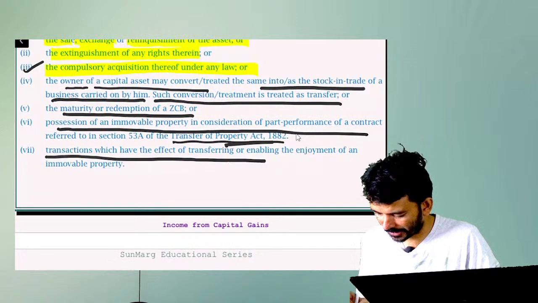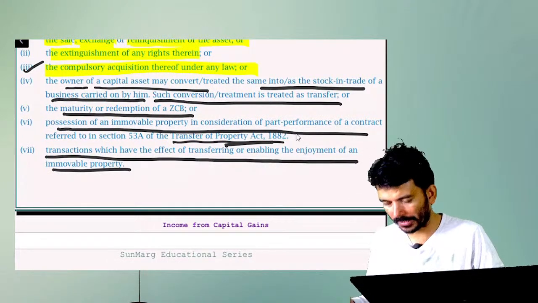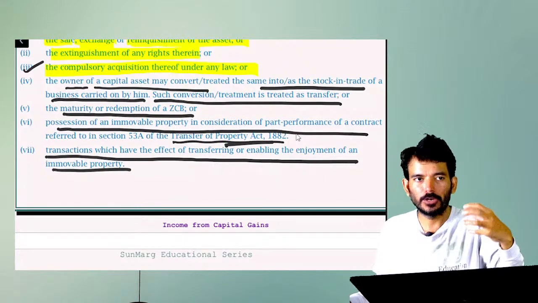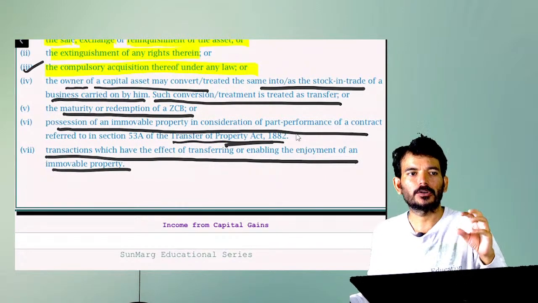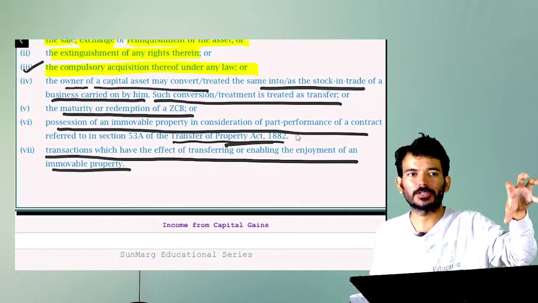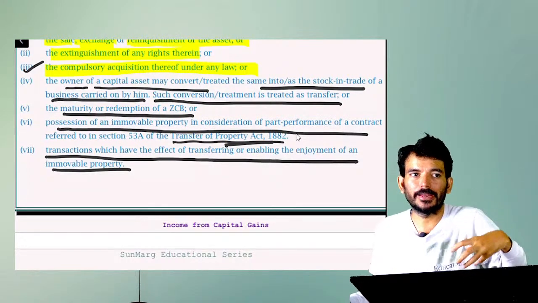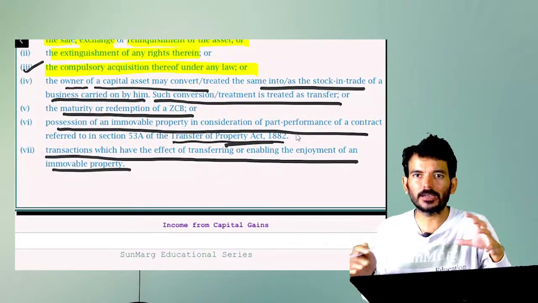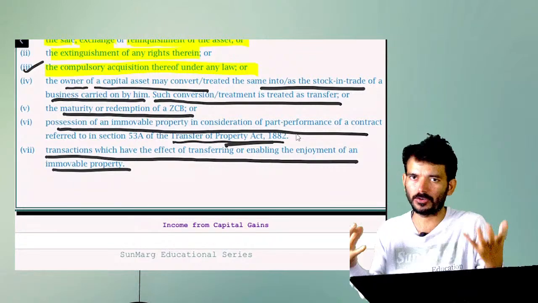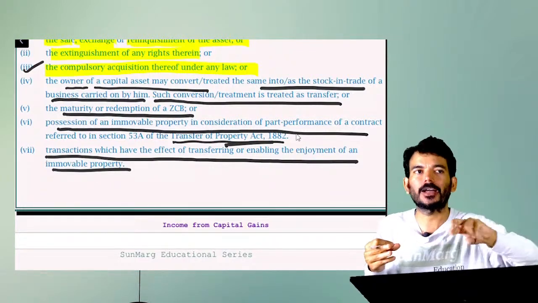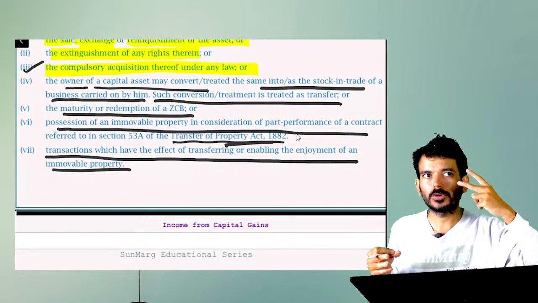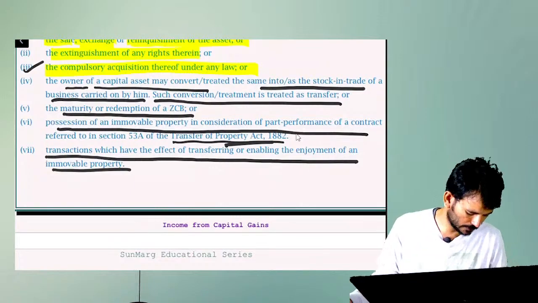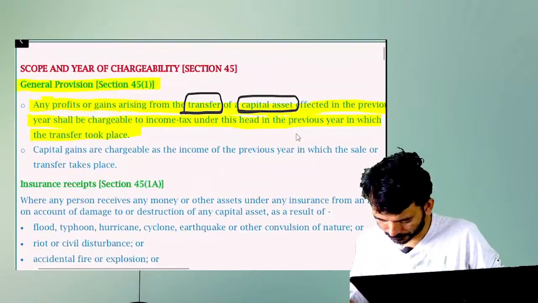Transactions which have the effect of transferring or enabling the enjoyment of immovable property, like a patent, for example. At the moment I'm only using it, but in future, for the Hyderabad location, I'm giving it to someone else. So I'm enabling the enjoyment of an immovable property to one party. Earlier I had the exclusive right to use everything on my own, but now a part of it I am giving a right to someone else. So enabling the enjoyment of the immovable property, then also you can say it is a transfer.